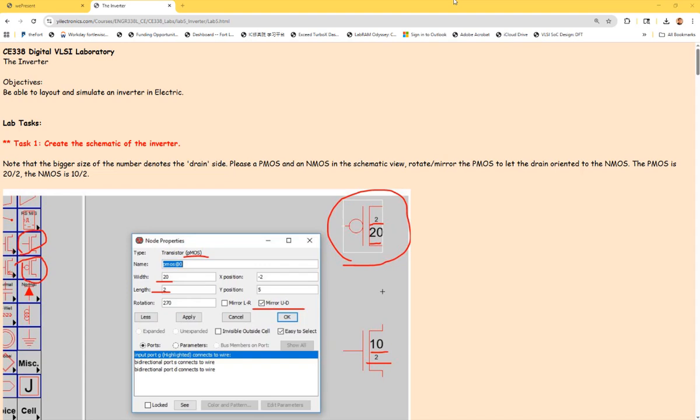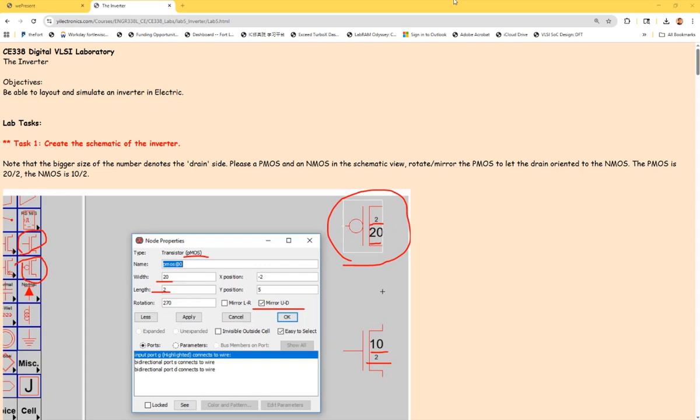Okay, let's take a look at the lab today. Again, it's just covering basics, so it's pretty straightforward. Today we are going to build an inverter, starting with schematic and then layout, and then consider the size of width and length ratio of the inverter of the PMOS to NMOS.